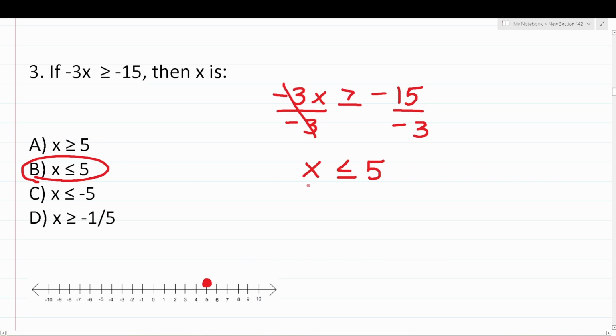Again, this says x is all the values that are less than or equal to 5. Which of these values are less than 5? Well, that's 3, 4, 2, 1, and 0. So we're going to draw our arrow going that way. That's all there is to it. If you can solve equations, you can solve inequalities.